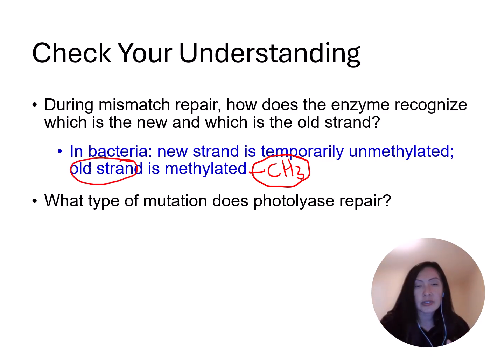In the second question, they ask, what type of mutation does photolyase repair? We saw that photolyase repairs thymine dimers that are caused by UV light, caused by that non-ionizing radiation. And it uses visible light energy to break the covalent bond between thymine bases, and this process was called photoreactivation.